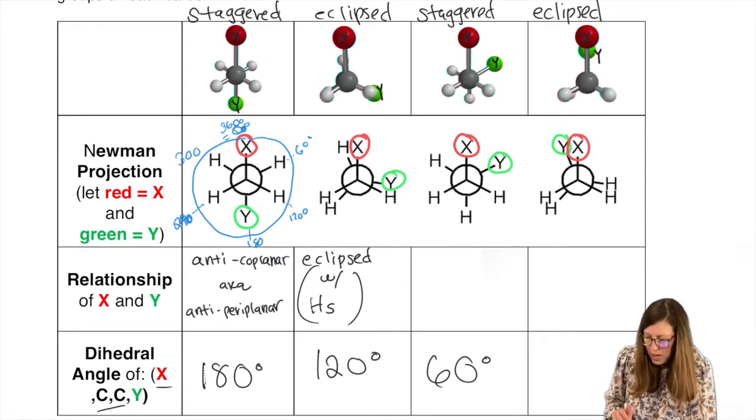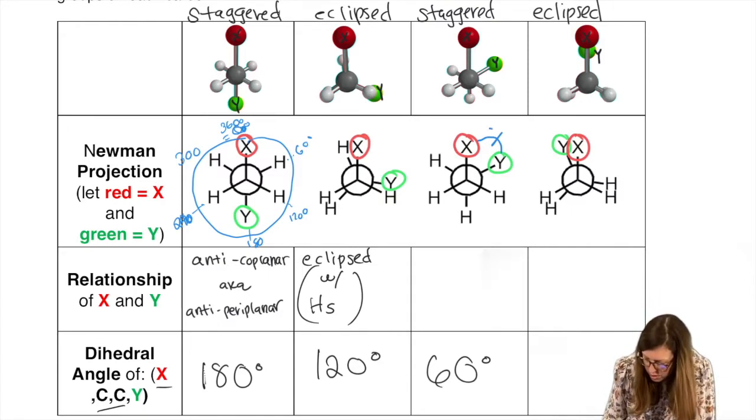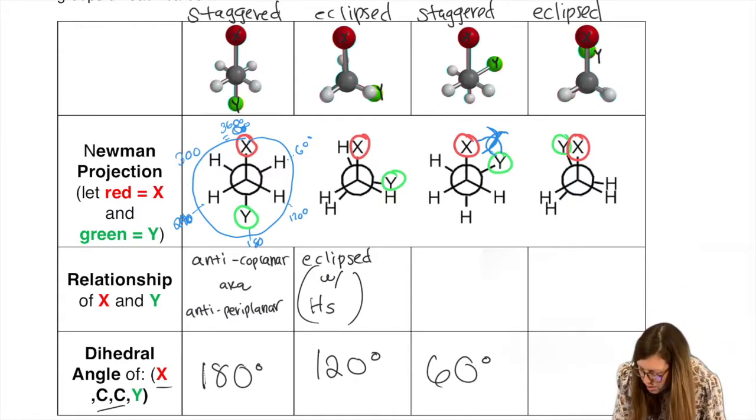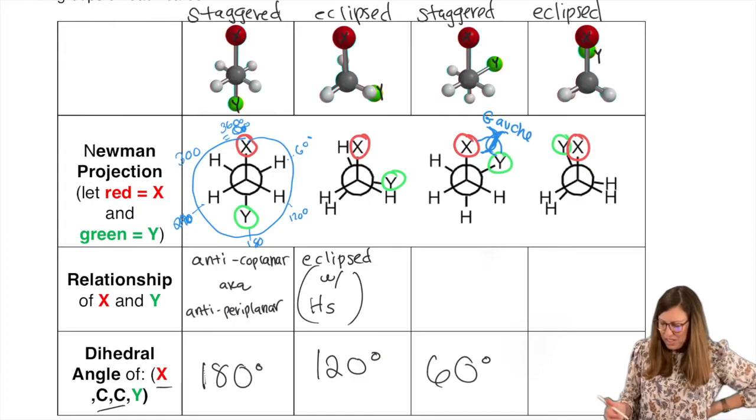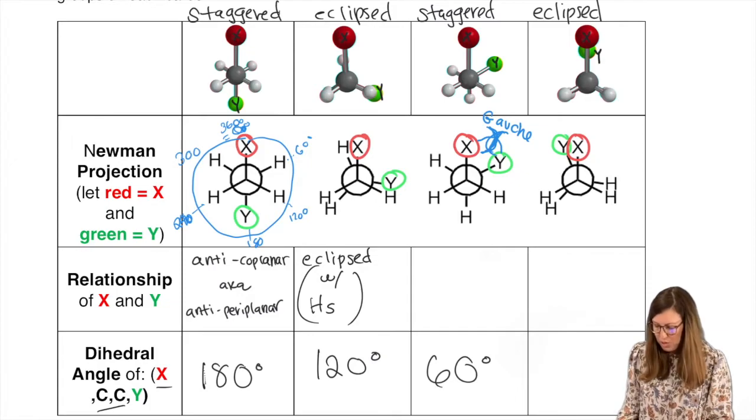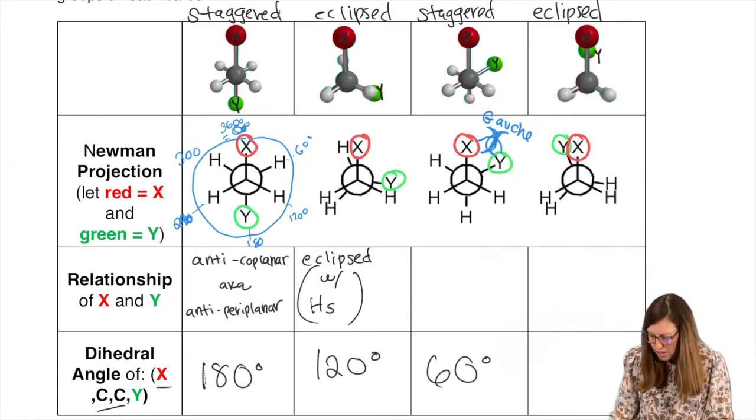Okay, so when they are staggered, yet they're not anti, they're adjacent. They could actually bump into each other if those groups are sufficiently big and cause a repulsive sort of interaction, something that's not favorable. So we actually can show that sort of bumping visual with these, you imagine the electron clouds overlapping, which is undesirable. And we call this interaction gauche. But interestingly enough, it just means kind of awkward. It's not favorable. So it's gauche for them to be next to each other. So these are staggered and gauche.